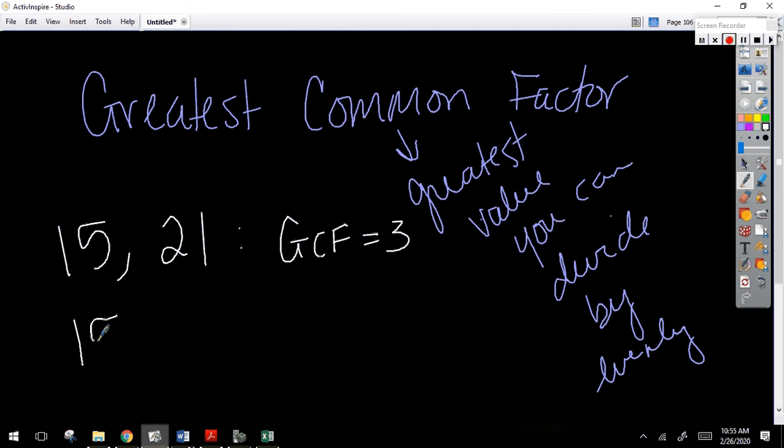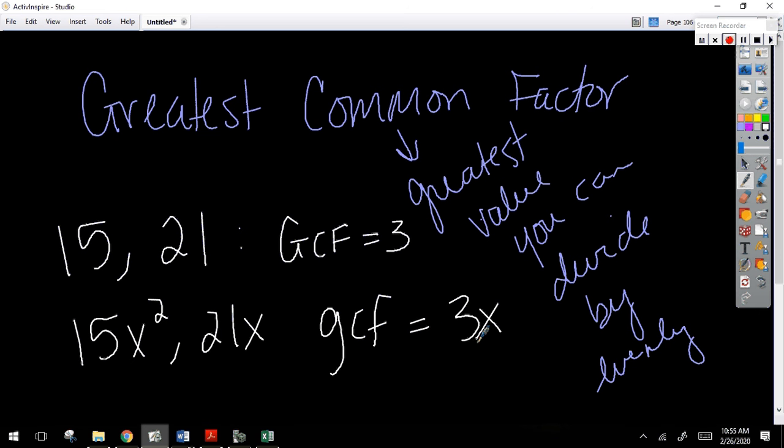What if this were 15x squared and 21x? What then would the GCF be? 3x, because I can also divide both of them by an x. Does that make sense to everyone? Okay. The very most basic form of factoring is taking a GCF out of a polynomial.